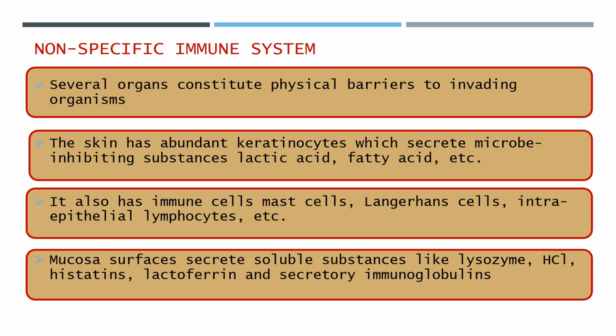Another very common example is the mucosal surfaces of the body. For example, the mouth, the nostrils, and other mucosal surfaces of the body, they secrete soluble substances like lysozyme, hydrochloric acid, cystatin, lactoferrin, and immunoglobulins. The function of these soluble substances on the mucosal surfaces is essentially to inhibit or prevent the growth of microorganisms, even if they find their way into the body.